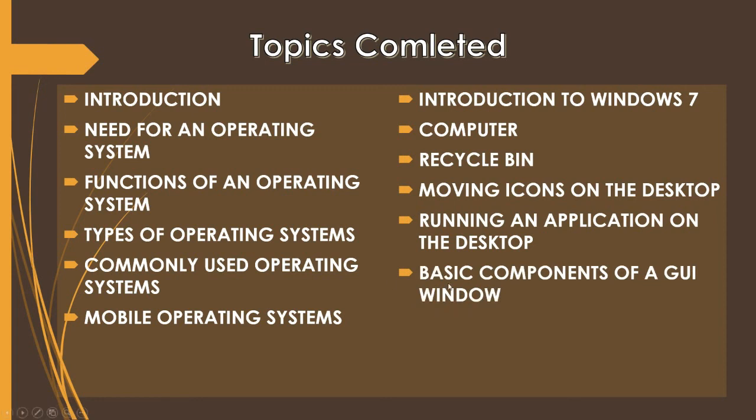So why you need an operating system, how the computer operating system functions, the different types of operating systems, which are the commonly used operating systems, and the mobile operating systems, Android and Windows, we have learned in this first part of the video. From chapter 3, introduction to Windows 7, the recycle bin, and how we can move the icons. Those things were already covered.